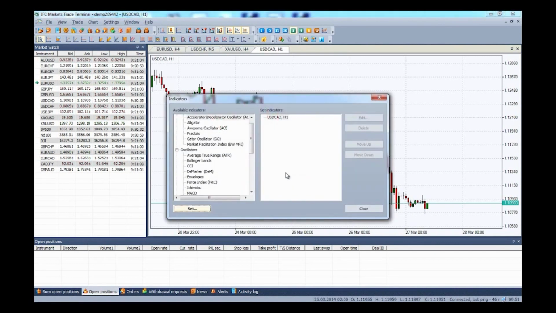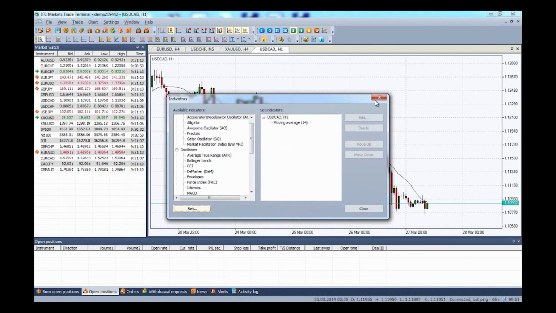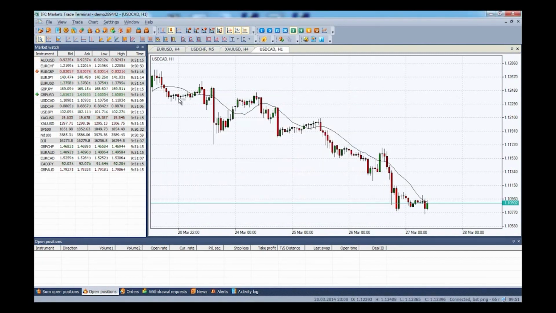One of the most commonly used indicators in trend analysis is the moving average. Select it from the set, click OK, and there it appears, right across our candlesticks.